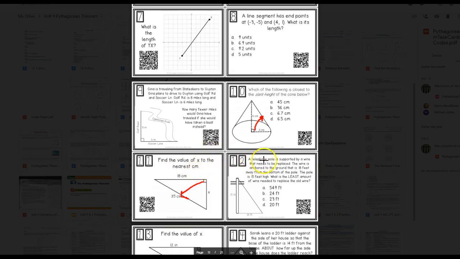Number 12, a telephone pole is supported by a wire that needs to be replaced. The wire is anchored to the ground that is 18 feet away from the bottom. So we have that here and we have that there. If we draw a right angle, we can see this is our hypotenuse. The pole is 15 feet high. What is the least amount of wire needed to replace the old wire? You need to find the hypotenuse and probably round up to get your number.